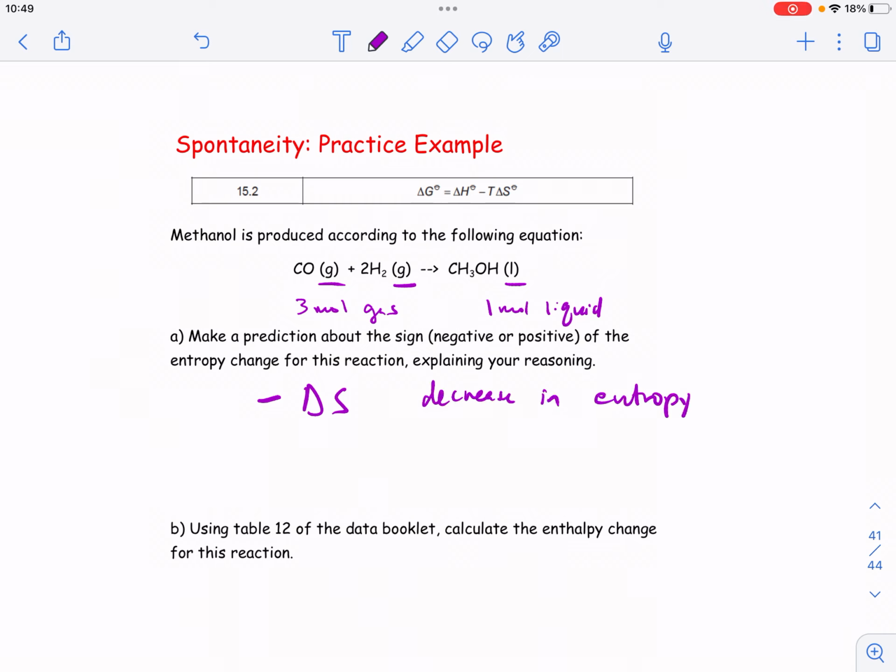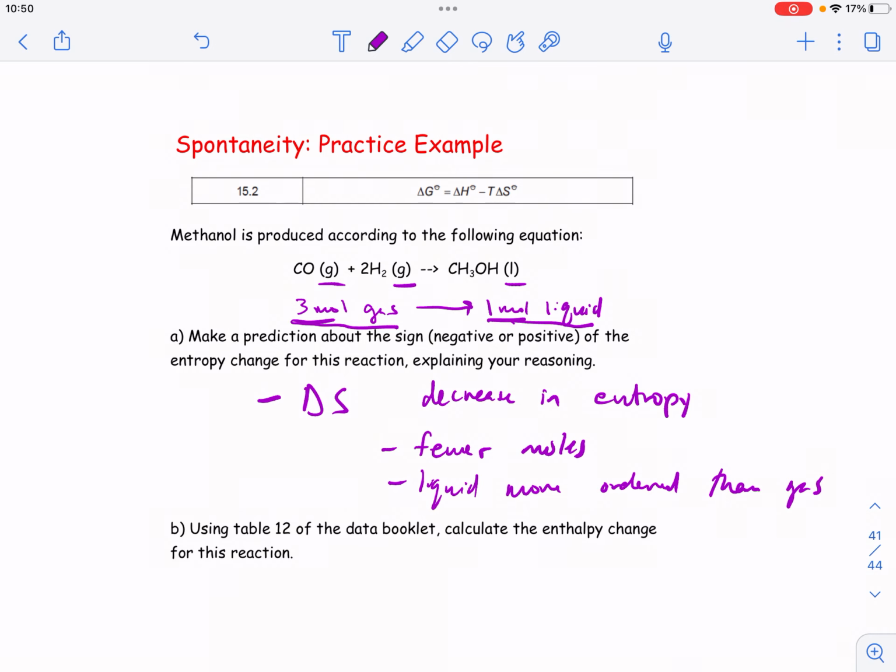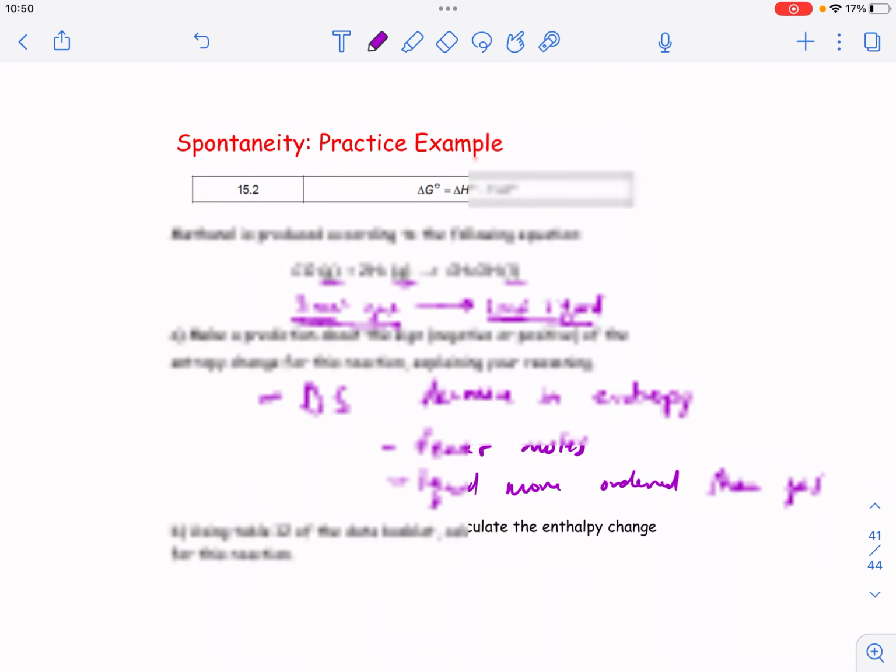And my reasoning would simply be what I wrote up here. 3 moles of gas are becoming 1 mole of liquid. So we're not only going to way fewer particles, but also particles that are closer together and more orderly than they are in the gas phase. So fewer moles, and liquid more ordered than gas. But actually pointing out numbers like 3 moles of gas to 1 mole of liquid is things that you'll often see on the mark scheme.